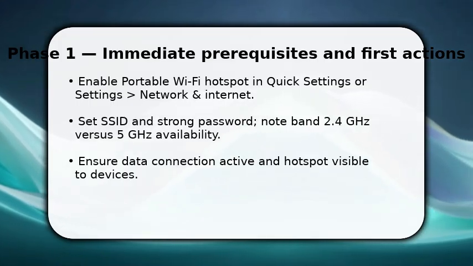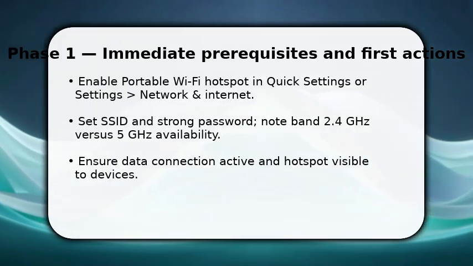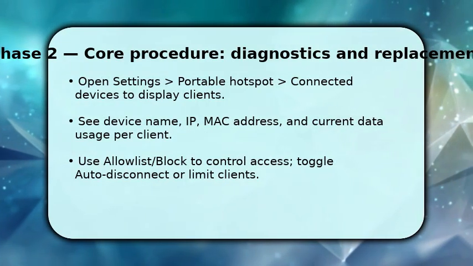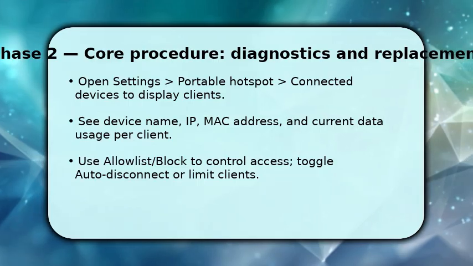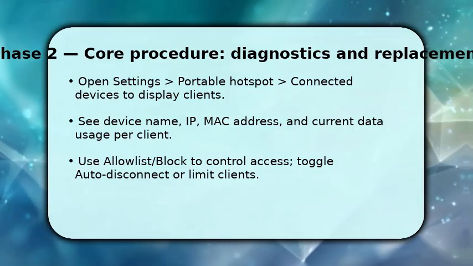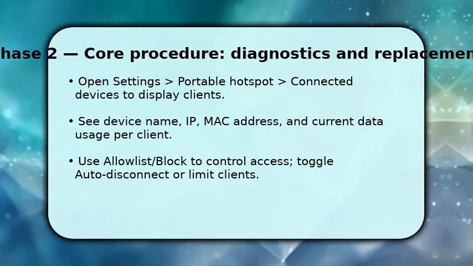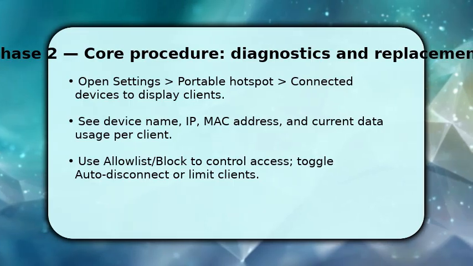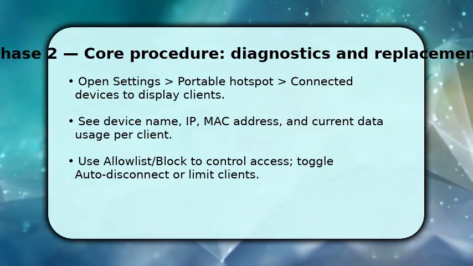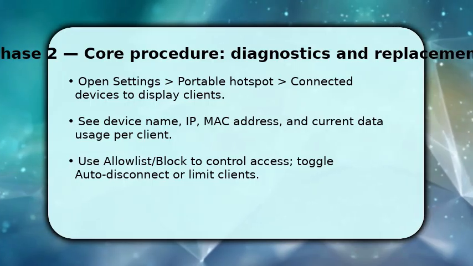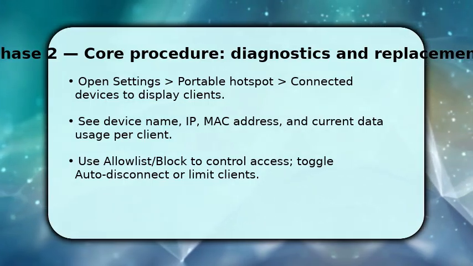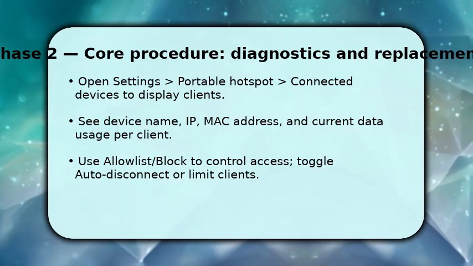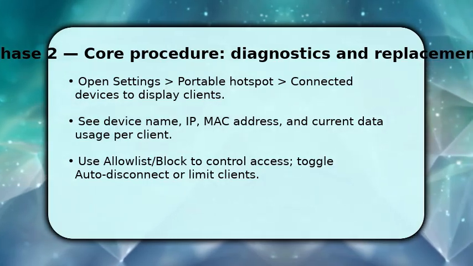You'll move to the device list next to inspect who's connected and what access they have. You now go into Portable Hotspot and tap Connected Devices to see the active clients. The list shows each device name, IP address, and MAC. That helps you identify unknown users. You can examine live data usage, and if needed, tap a device to block or remove it. Make sure to use Allow List or Block rules to prevent reconnects, and set a client limit if you want. If you need consistent identification, copy MAC addresses into notes for later reference.